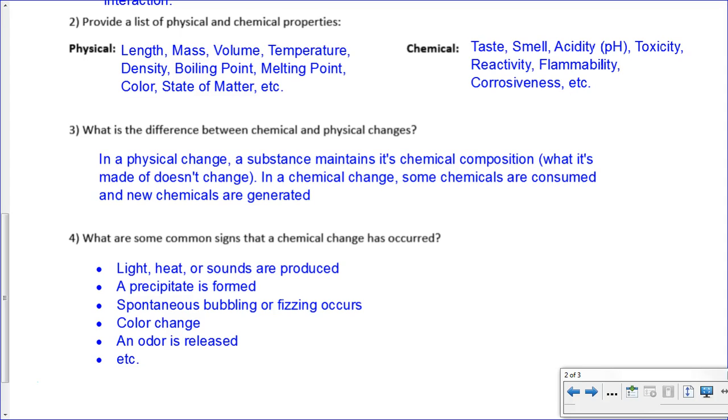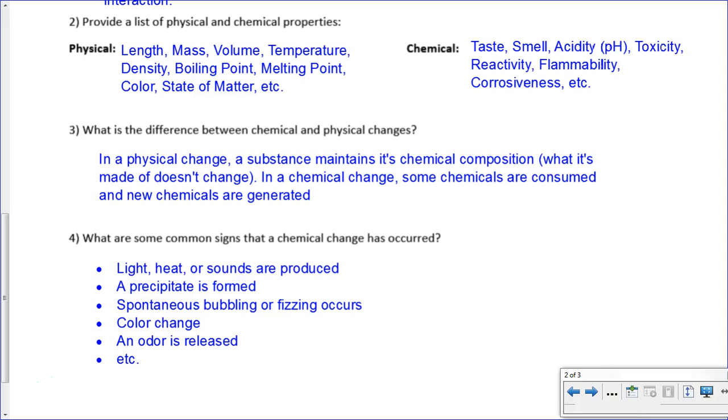A precipitate is formed. A precipitate is when you mix two liquids and a solid, like a cloudy solid, forms inside the two liquids. So for a precipitate, you could mix two things that look just like water, but when you mix them, they end up making this new cloudy substance, and that shows that a chemical change has probably occurred. You can see some bubbling or fizzing that wasn't there originally. If there's a color change, that indicates that a chemical reaction has probably happened, or if an odor is released.